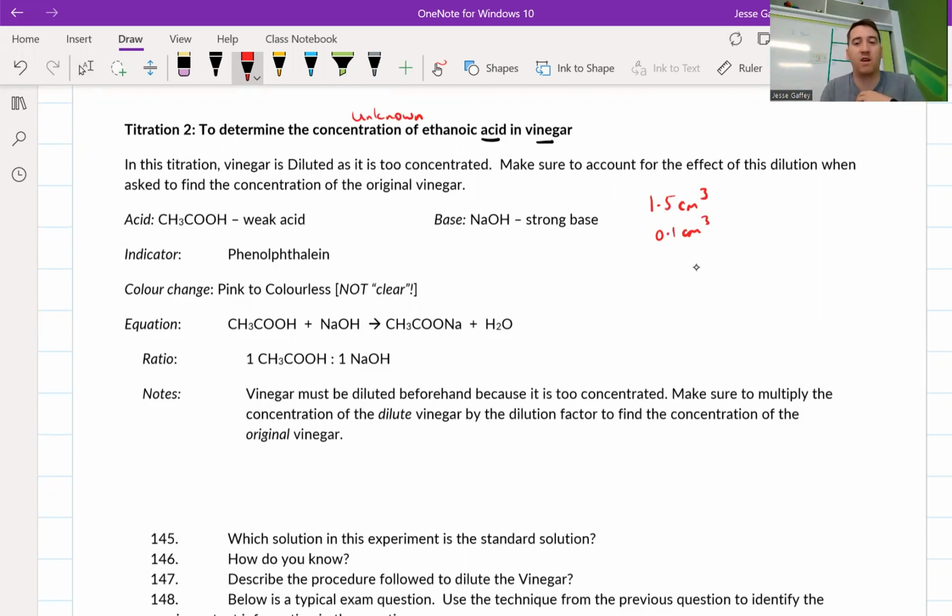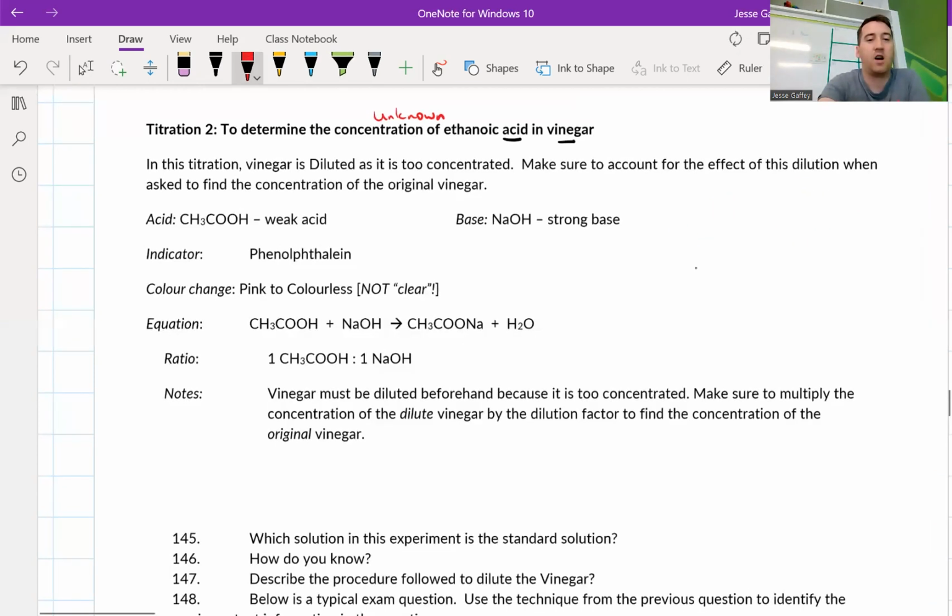Whereas if you have a titration value of 30 cm cubed and you're making a 0.1 cm cubed error, this is a much tinier error. So 0.1 is a much smaller percentage of 30 cm cubed than it is of 1.5 cm cubed. And that's why we always want to use solutions where we get a reasonable titration value, like at least 15 to 20 to 30 cm cubed. That's why we need to dilute the vinegar in this question. It's too concentrated.